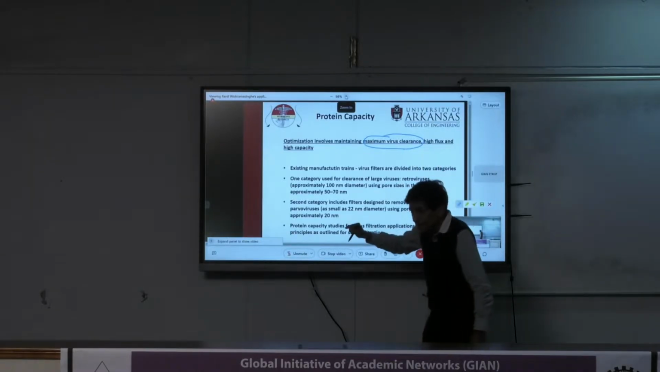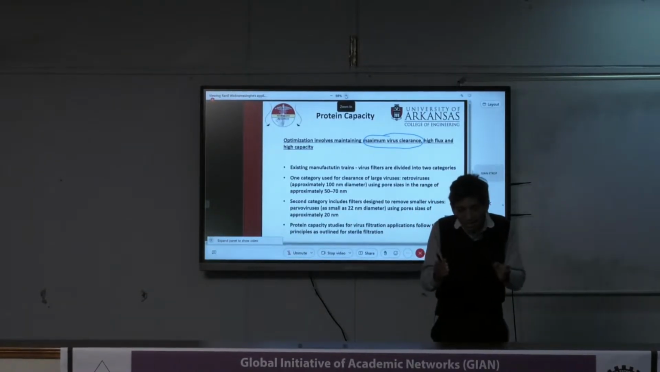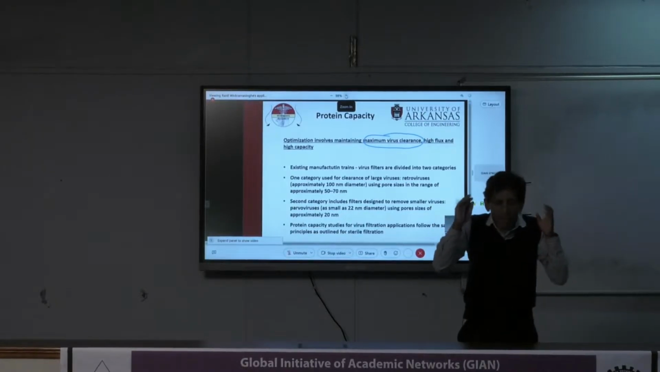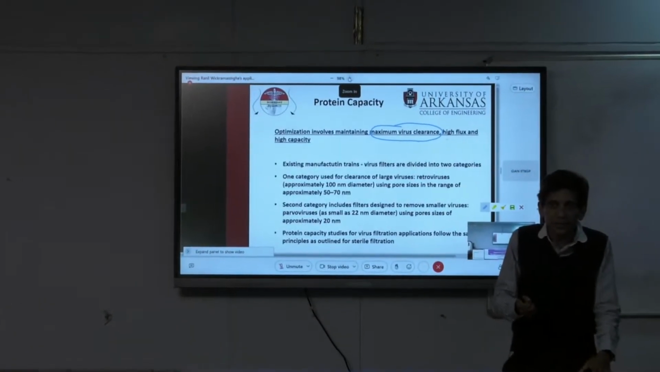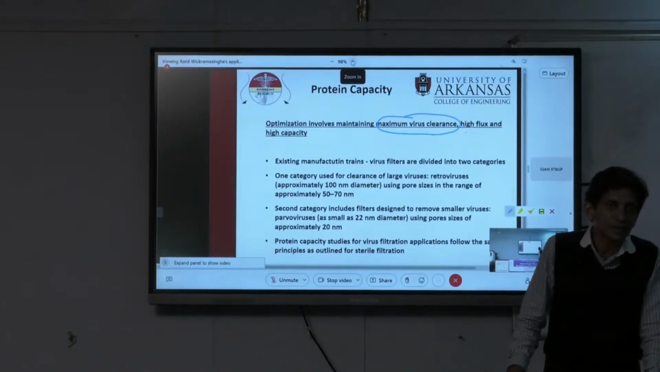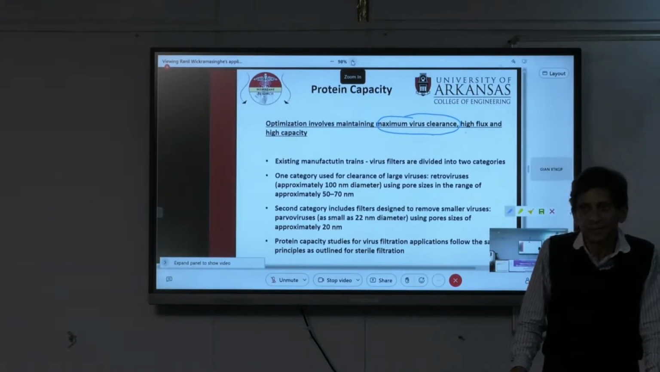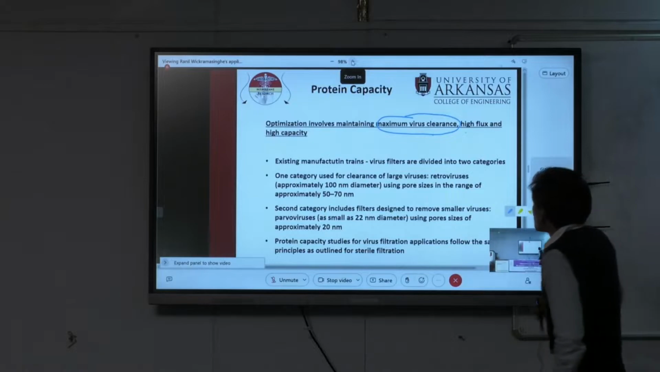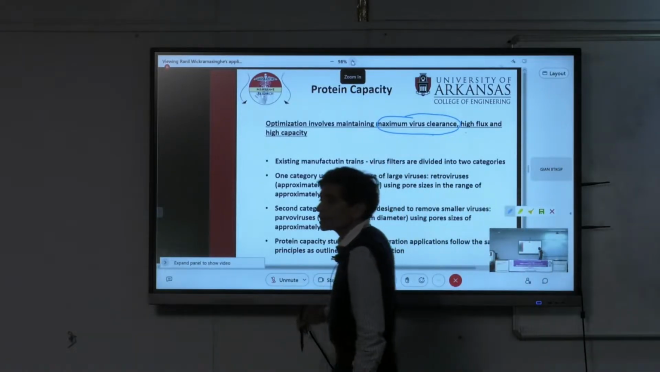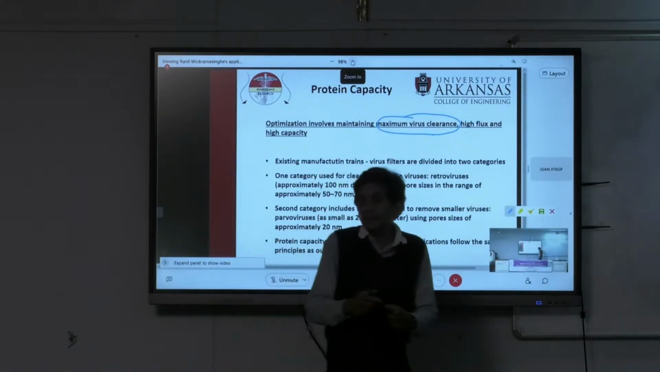You want high flux, because the way you design this is you design it so that you can complete it all in one shift. So it should not take more than 6 hours. If it's going to take more than 6 hours, then there's a problem, okay? So you want high flux. And then you also want high capacity because you want to minimize your membrane surface area.